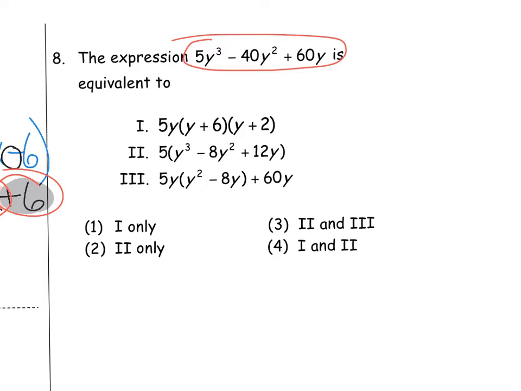I'm just going to try answer choice 2 right now. Let's see, if I distribute this back, let's see if I get the same answer as up here. When I redistribute this, I'll get 5y cubed minus 40y squared plus 60y. So answer choice 2 checks out.